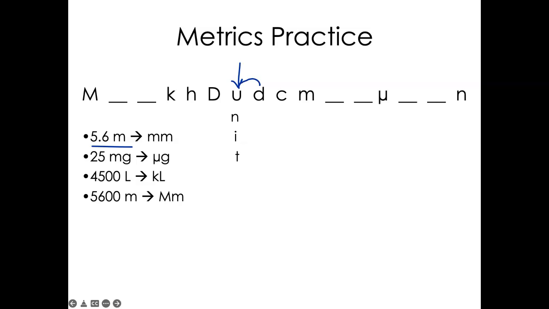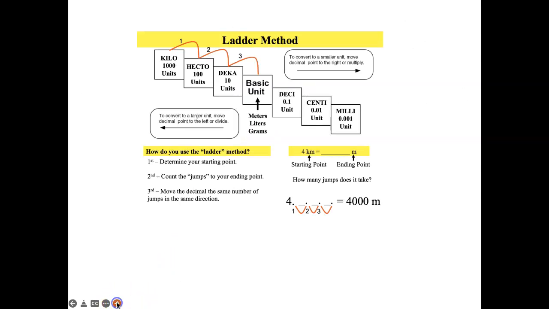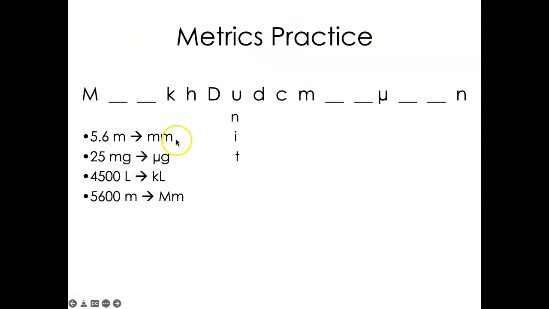So I'm going to go 1, 2, 3 spaces. And what I'm going to do then is take this decimal and move it in that same direction: 1, 2, 3. I'm going to put zeros in there. And so 5.6 meters becomes 5,600 millimeters. So take a moment, pause the video, and see if you can do these.